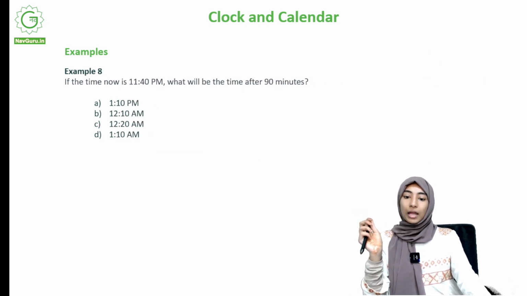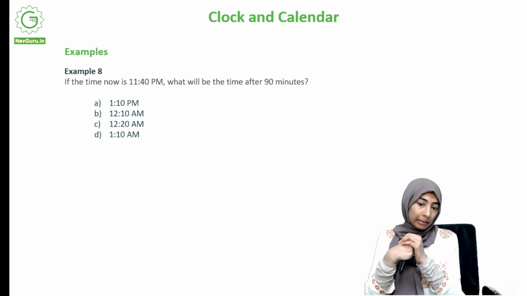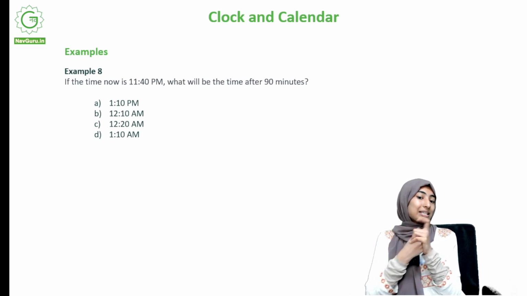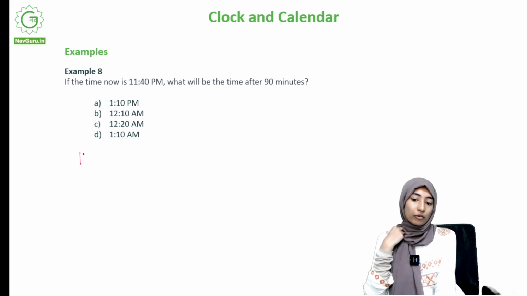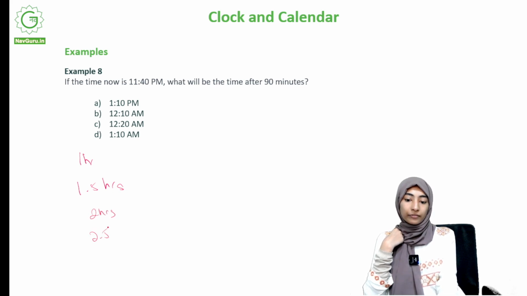Moving on. If time now is 11:40 p.m., what will be the time after 90 minutes? Now this, like I told you, it is useful that you learn the minutes of 1 hour, 1.5 hours, 2 hours, 2.5 hours, 3 hours. So 1 hour is 60 minutes, 1.5 hours is 90 minutes, 2 hours is 120 minutes, 2.5 hours is 150 minutes, 3 hours is 180 minutes.